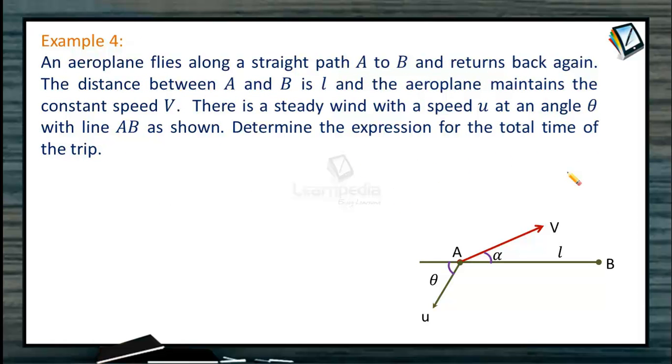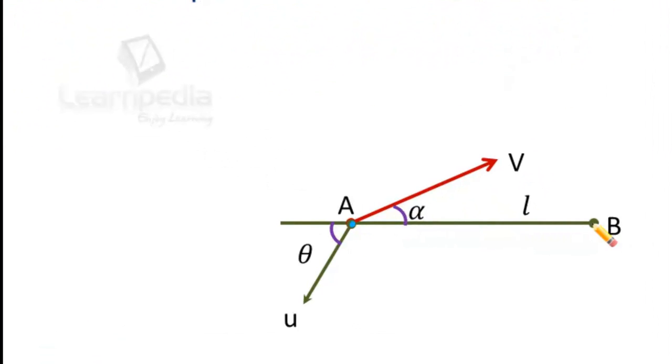So let us see: an aeroplane flies along a straight path A to B and returns back again. The distance between AB is given to us as L, and the aeroplane maintains a constant speed V. Let us take this angle as alpha. If a steady wind blows, I have taken a completely different direction, U at an angle theta with the line joining AB. You need to calculate the total time of the trip. So the aeroplane moves from here to this position and back. Correct? So what will we do here? Velocity of aeroplane along AB we will take. Okay, and relative for this we can consider, because velocity of aeroplane, this is V.